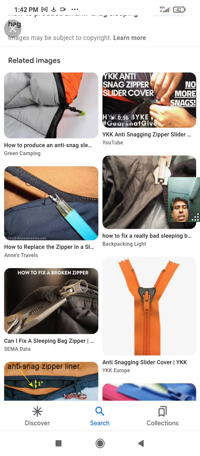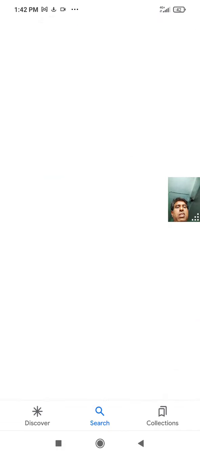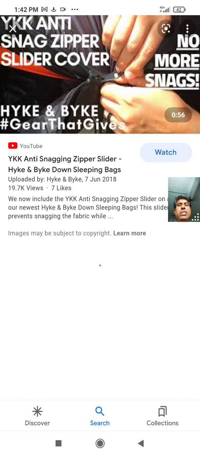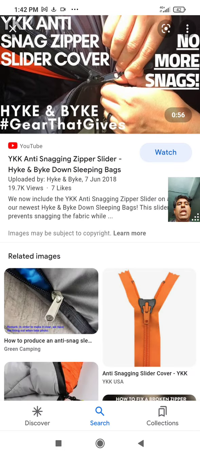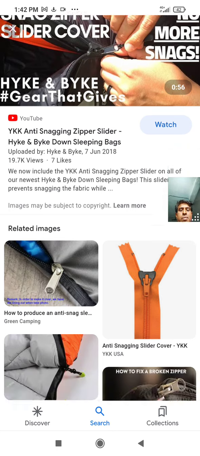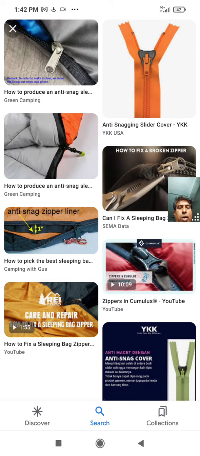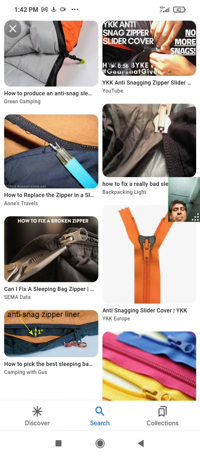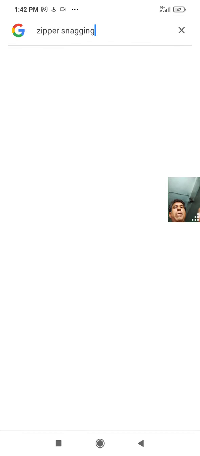So they are saying that anti-snagging devices are there. So we will try to understand what the anti-snagging sliders are. Let us see one more time. So anti-snag slider. Nobody knows probably, or I don't know how to fix it. So this is snag. Okay, let's forget about it. It's taking too much of our time. So next one, zipper snagging is completed.